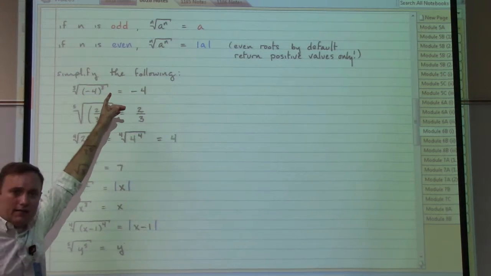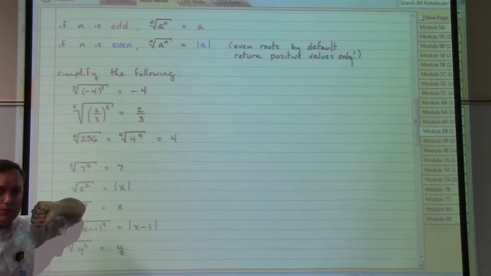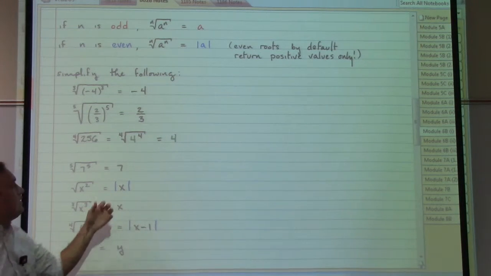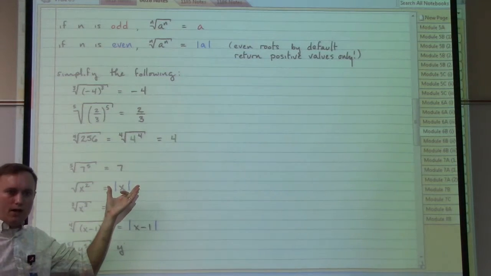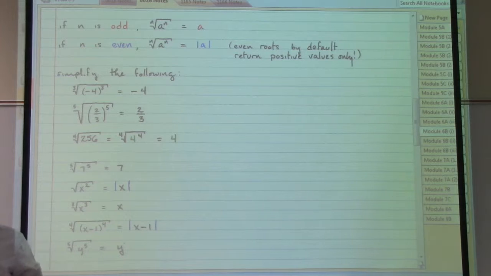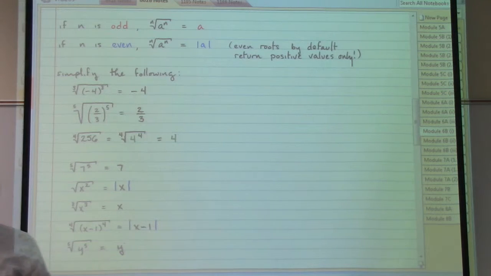Again, going back to that top rule where we have even roots. Even roots must have positive answers. This might be something in the future that you do have to worry about remembering. But for the rest of our examples here, we're going to let ourselves off the hook.